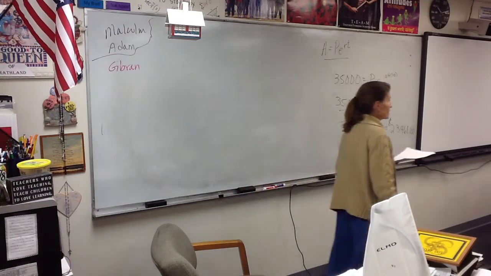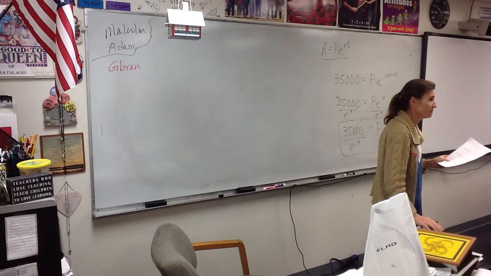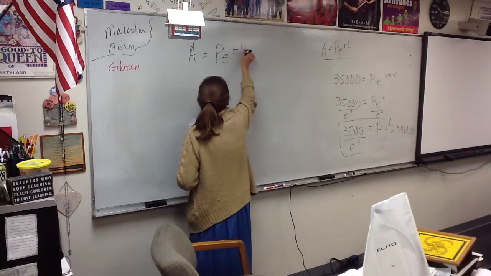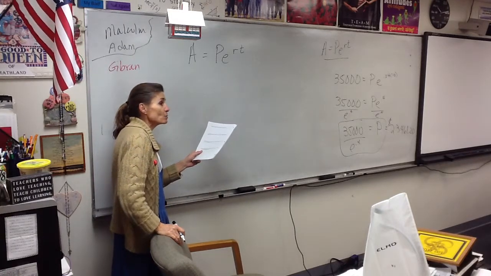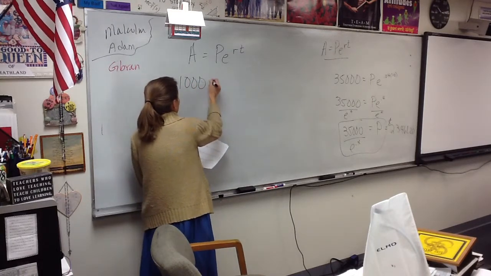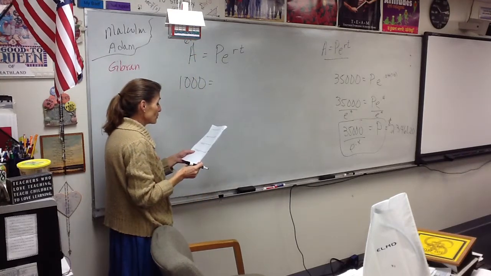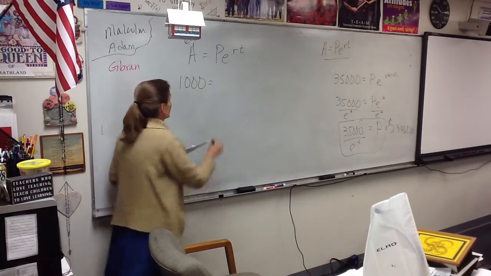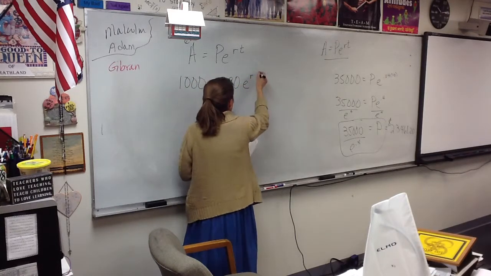What interest rate compounded continuously? Okay, wait a minute. What formula? PERT. Will be required to end up with $1,000. Now, where am I going to put the 1,000? That's A. That's what I want to end up with. Remember, this is the end. After 3 years, if $890 is initially deposited, where do I put the $890? That's P. And T is 3 years?